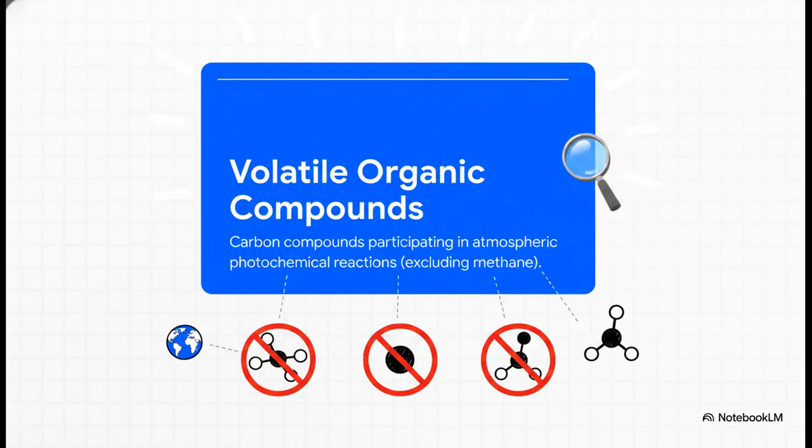Let's look closer at volatile organic compounds, or VOCs. The SASB definition basically includes any carbon compound that participates in atmospheric photochemical reactions, but notice the really crucial exclusions here. You do not include carbon monoxide, carbon dioxide, or methane in this bucket. Now, why exclude methane? Well, because we already rigorously tracked and quantified it under our global greenhouse gas calculations. This rule is here for sure to make sure there's absolutely no double counting between your global GHG reporting and your local air quality reporting.